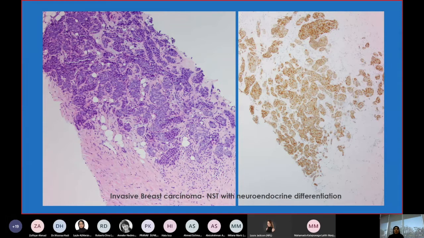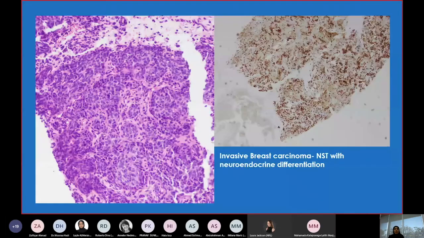But on H&E, this does not look to us like a carcinoid or a typical carcinoid. So we decided in the lab that this is invasive breast carcinoma NST with neuroendocrine differentiation. I will show you another example as well. So again, nesting, maybe some uniformity, some overlapping, and again, this is a grade 2 invasive tumor. We applied synaptophysin and it was variably positive in this case. So again, we decided that this is invasive breast carcinoma NST with neuroendocrine differentiation.